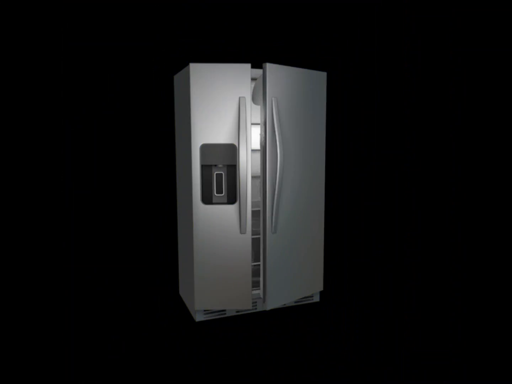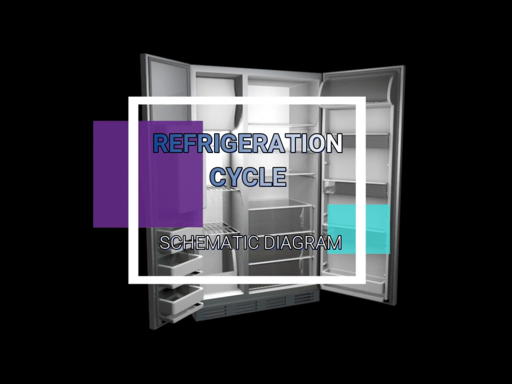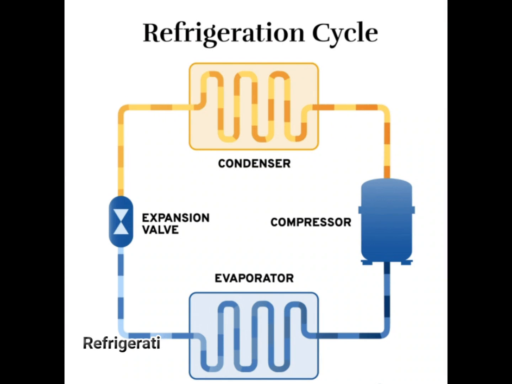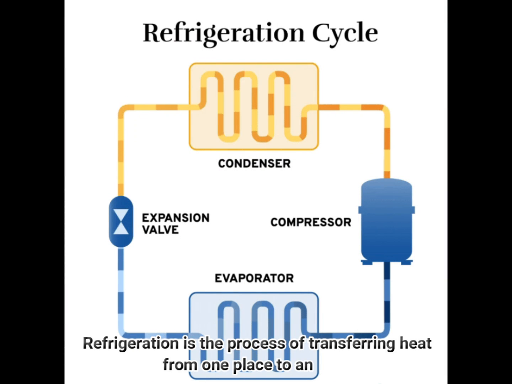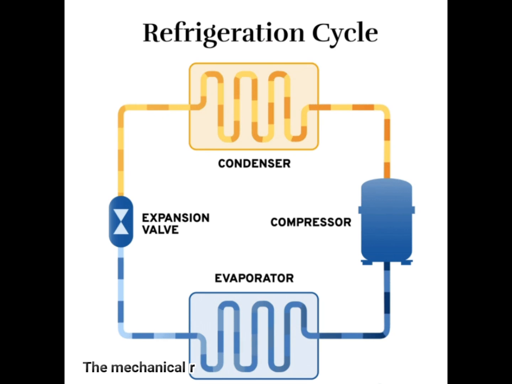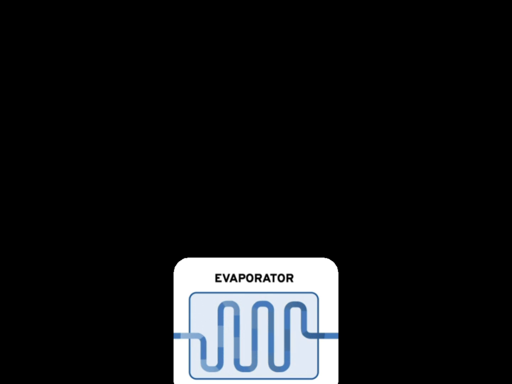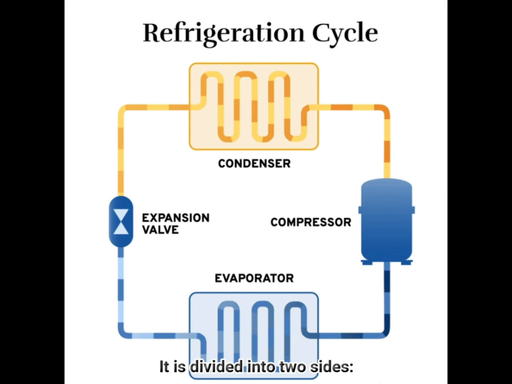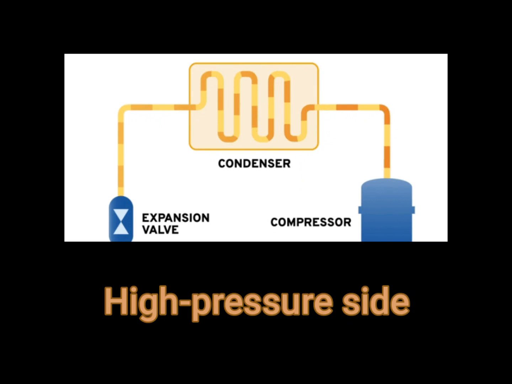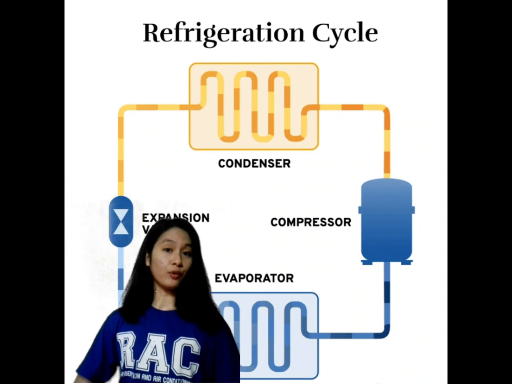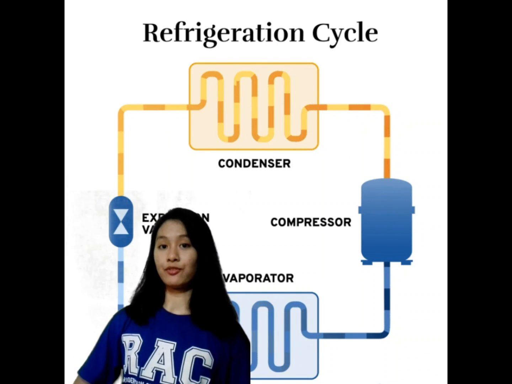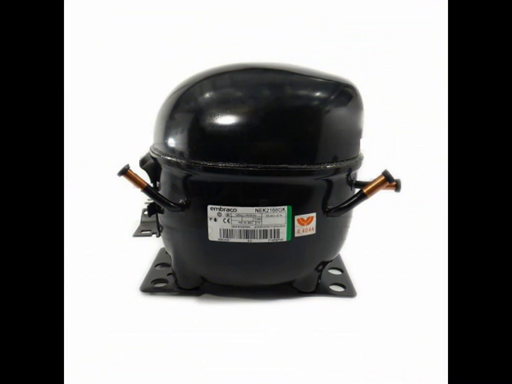Today I will be discussing the refrigeration cycle using the schematic diagram. Refrigeration is the process of transferring heat from one place to another. The mechanical refrigeration system has four stages taking place in the compressor, condenser, expansion valve, and evaporator. It is divided into two sides, the low pressure side and the high pressure side. But before we go to the refrigeration cycle, let's first define its major components.